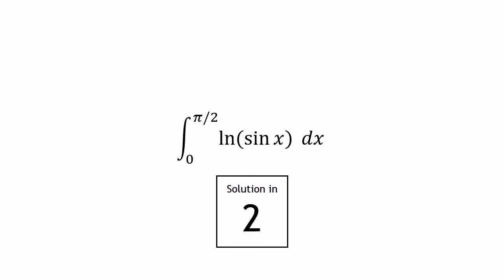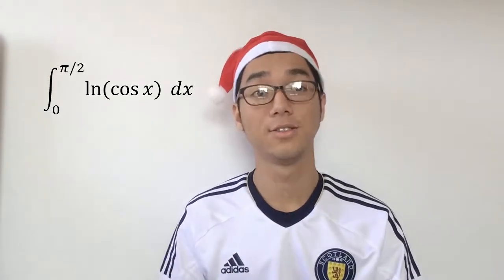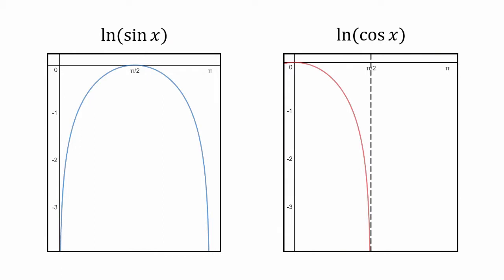Okay, so let's see what the answer to this integral is. As I said, we have to consider another similar integral. The integral that we're going to be considering is the natural log of cosine of x, with the same limit. So this is what we're going to do first. Let's try to plot the graph of natural log of sine of x and natural log of cosine of x. This is what it would look like.